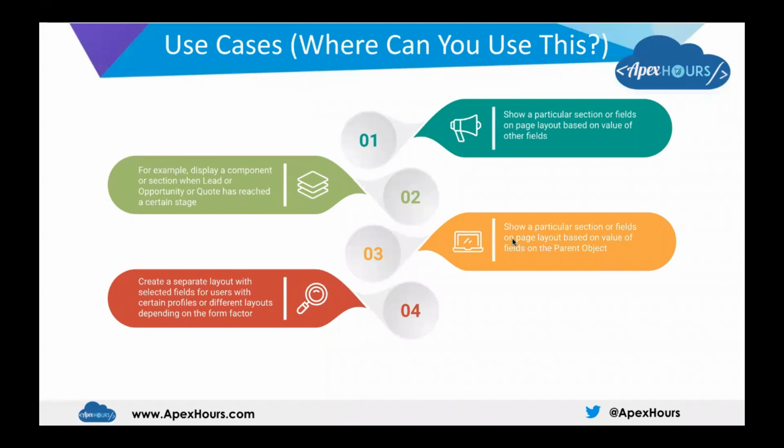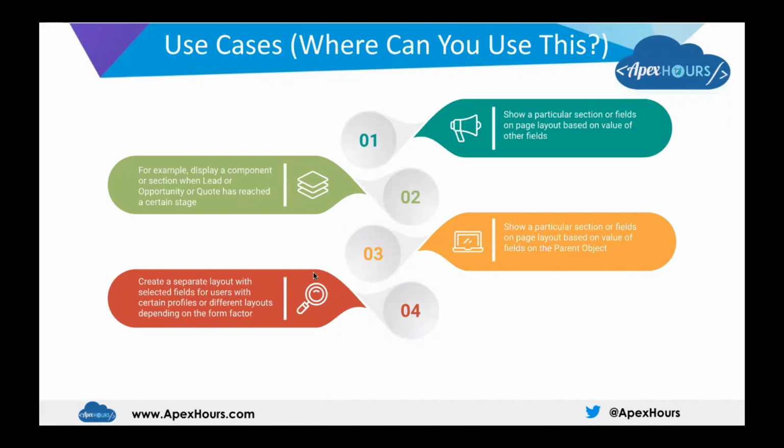Now, what is interesting here is that it is not limited to the fields on the current object. With dynamic forms, we can take it one step further and display sections of fields depending on the values of fields on the parent object. And then we can also create separate layouts for separate profiles or even for separate devices like desktops and mobiles. So for example, for sales users, you may want to display certain sections and fields, but for support users, you may want to display a different set of fields and sections altogether.